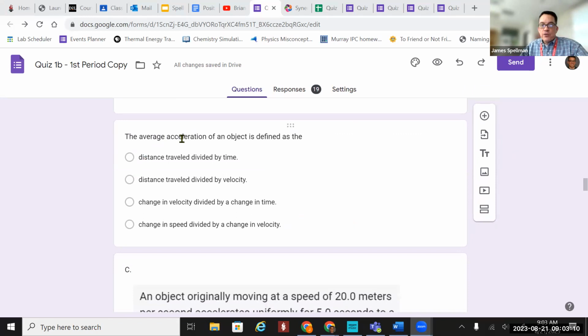By definition, acceleration, just the previous one, was a change in velocity over a change in time. The answer is this third one right here. It's the change in velocity divided by change in time.